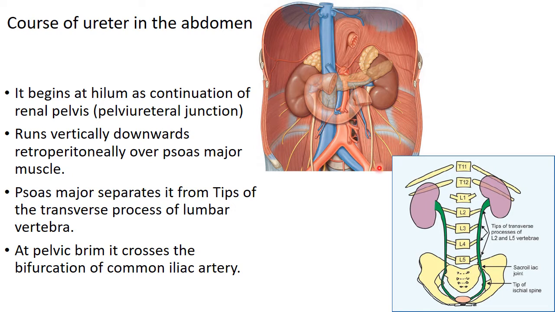At the pelvic brim, here in this picture we can appreciate, if there is no psoas major here, then the length of the ureter always touches the tip of the lumbar vertebra, and then at the pelvic brim it is in front of the sacroiliac joint. Here it is not directly in contact with the sacroiliac joint. There are structures present, and between the sacroiliac joint and the ureter over here you will have the bifurcation of the common iliac artery.